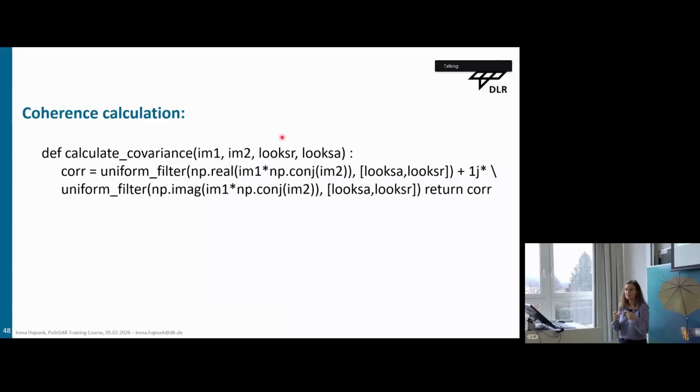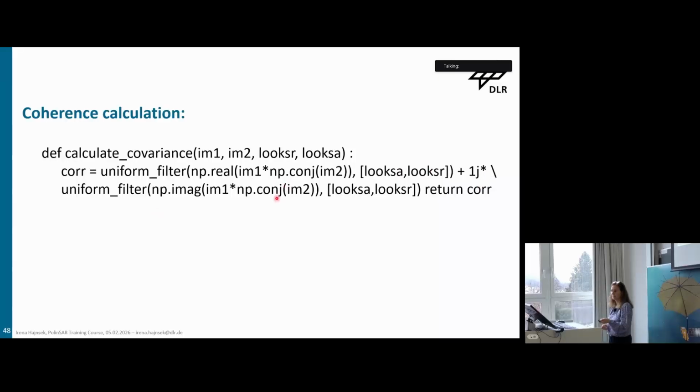If you like to have a small estimation window or high estimation window, so in range and in azimuth. And then in principle, your function is quite easy. You do a uniform filter with the real part and the conjugate of the one channel, HH, for example, and you smooth it in terms of looks, and then you in principle divide this by the second part, right?